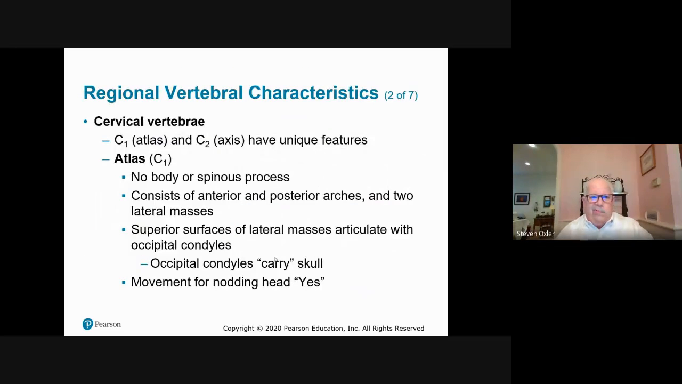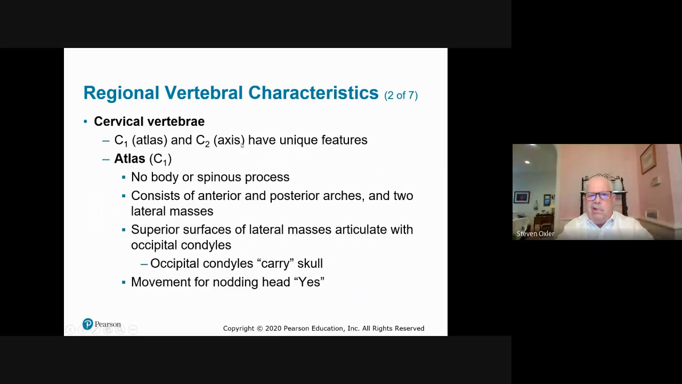They have names. C1 is the atlas. If you know anything about mythology, the demigod Atlas held up the world. So C1, otherwise known as the Atlas, holds up your head. That's the importance of the Atlas, C1.